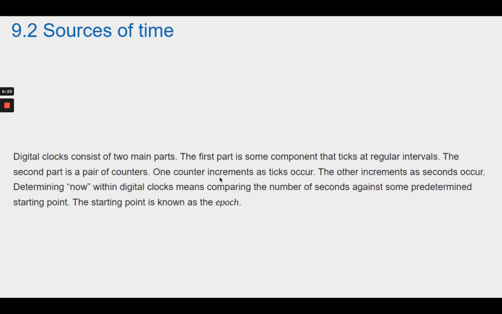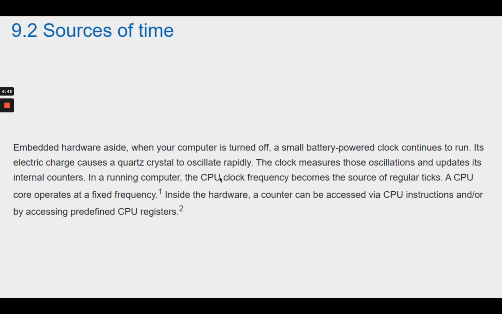Digital clocks consist of two main parts. The first part is some component that ticks at regular intervals. The second part is a pair of counters. One counter increments as ticks occur. The other increments as seconds occur. Determining now within digital clocks means comparing the number of seconds against some predetermined starting point. The starting point is known as the epoch.